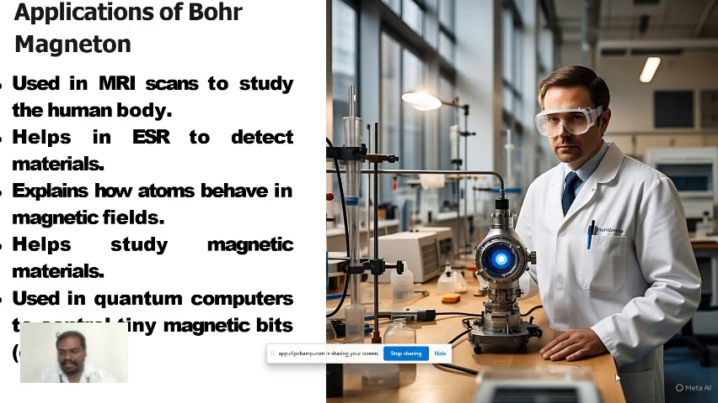Origin and historical significance of the Bohr magneton: it was proposed in 1913 by Niels Bohr during the development of the Bohr model of the hydrogen atom. It helped physicists explain how atoms respond to magnetic fields, especially in phenomena like the Zeeman effect, where spectral lines split due to magnetic influences.